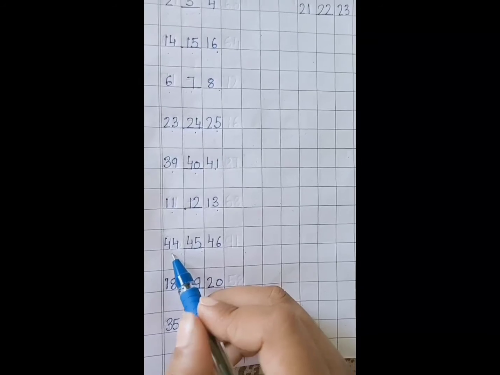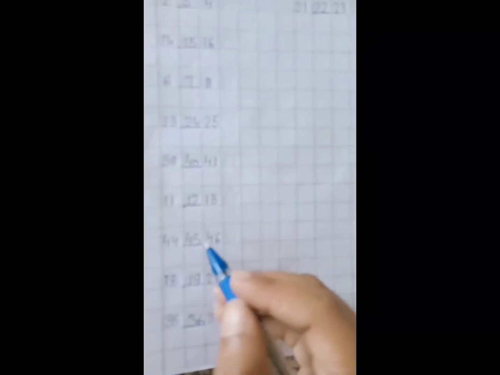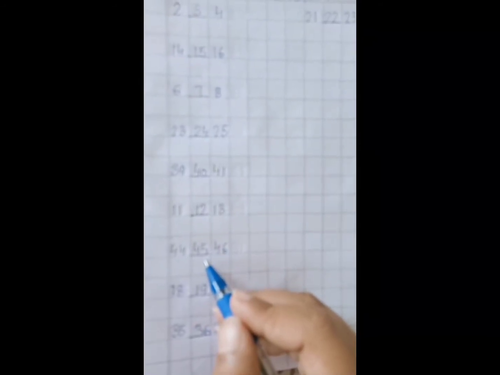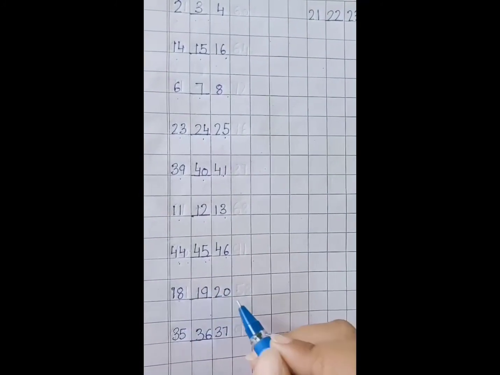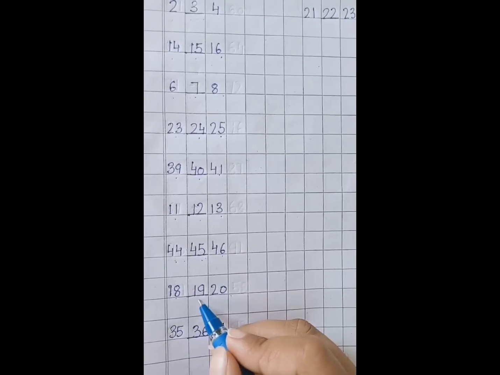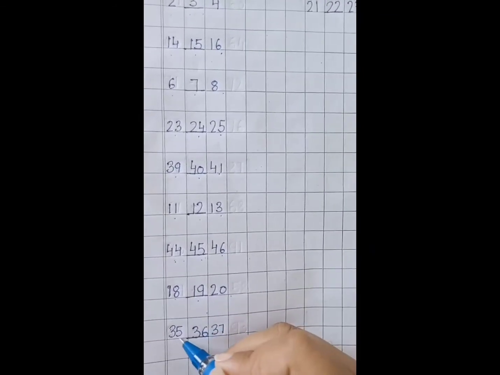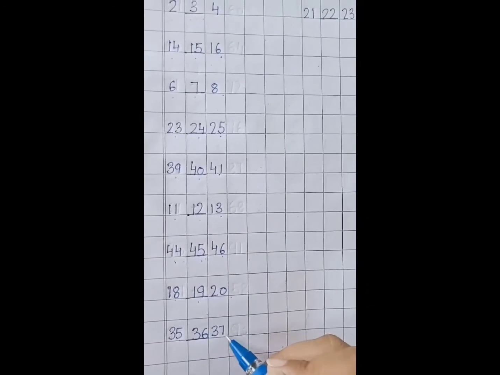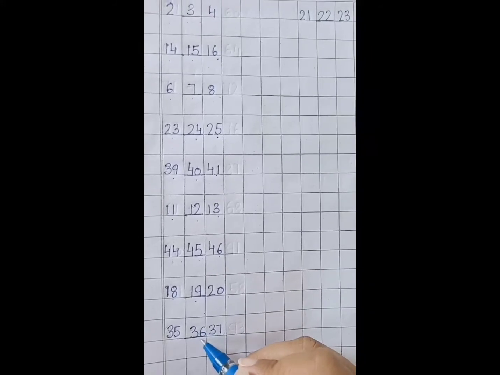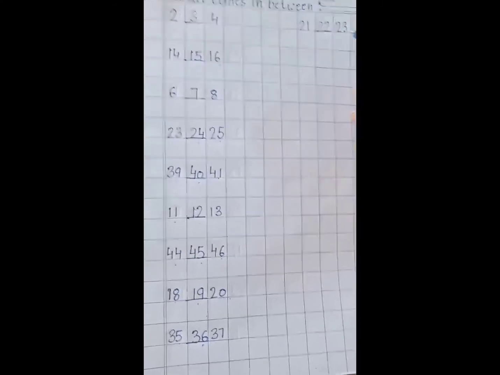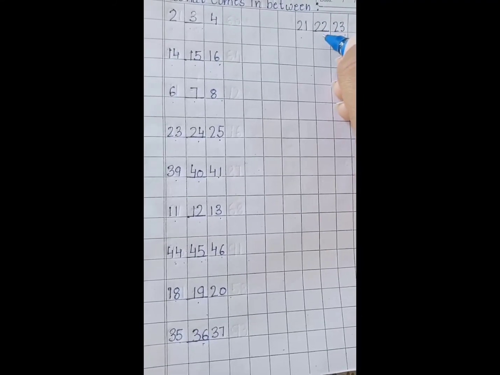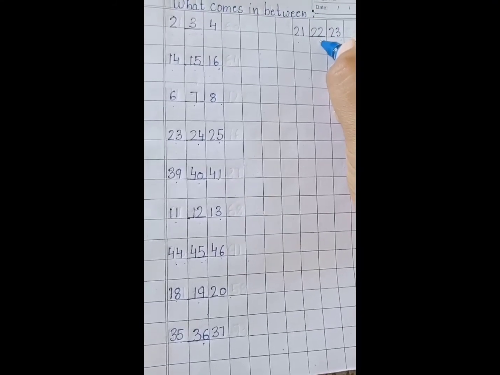Between 44 and 46, the number that comes in between, that is 45. Between 18 and 20, that is 19. Between 35 and 37, the number that comes in between, that is 36. Between 21 and 23, the number that is 22.